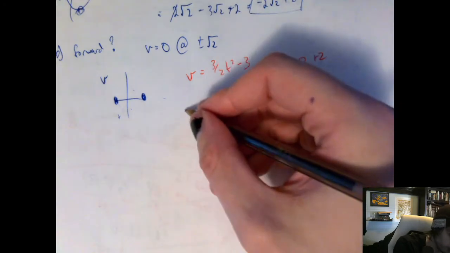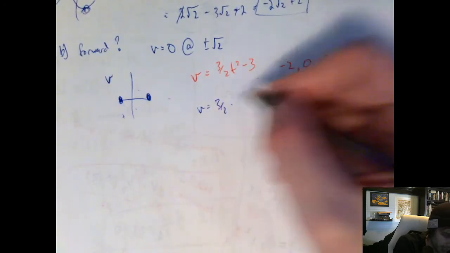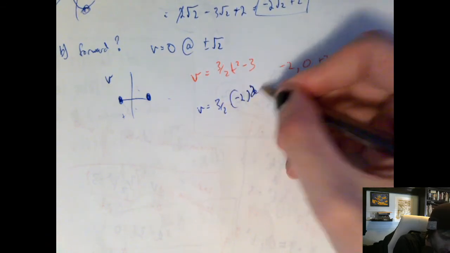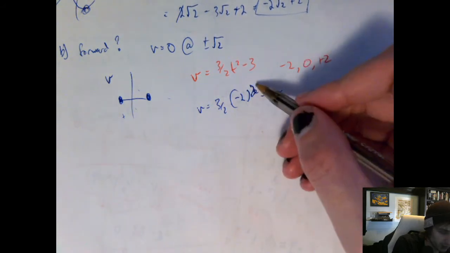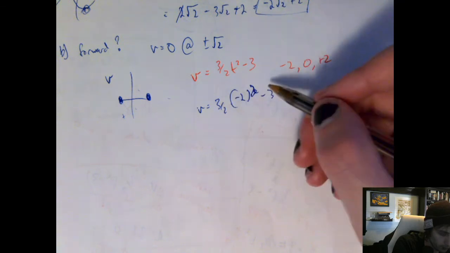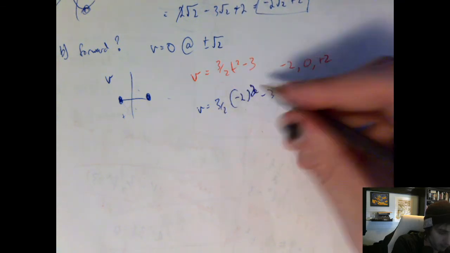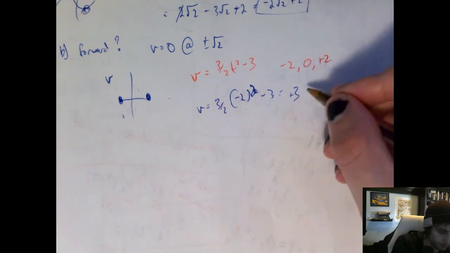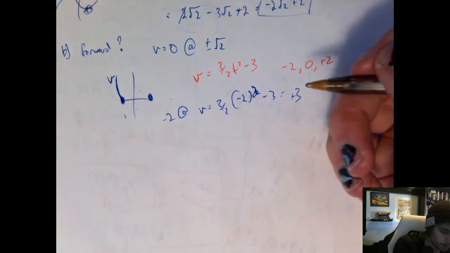Plugging in -2, we've got velocity equals 3/2 times -2, remembering the negative this time, squared. Of course, it won't matter. Which gives us 4 times 3 over 2, which is 6, minus 3, which is +3. So this is at -2. That tells us that over here, our graph is positive.